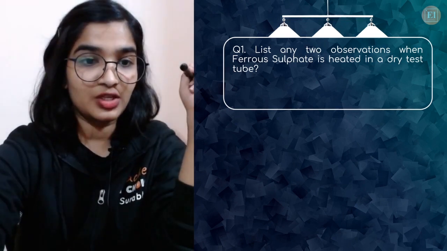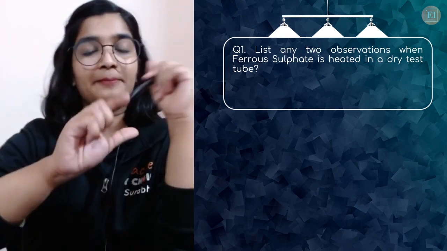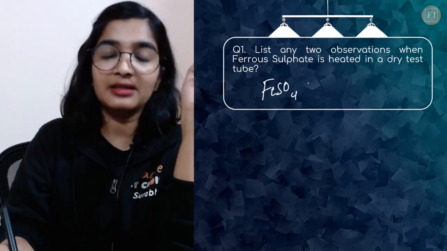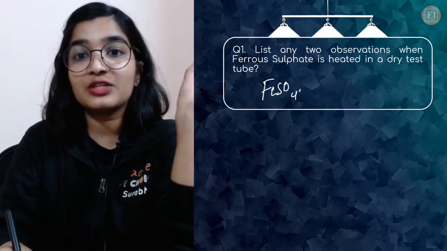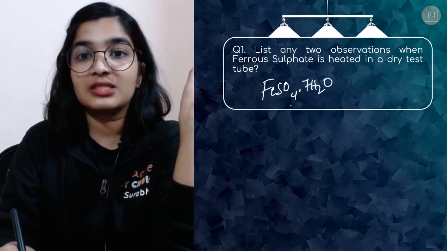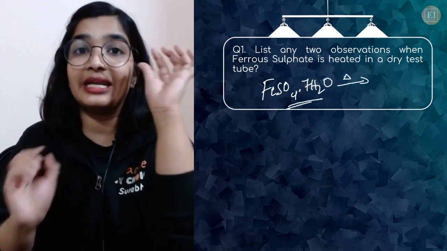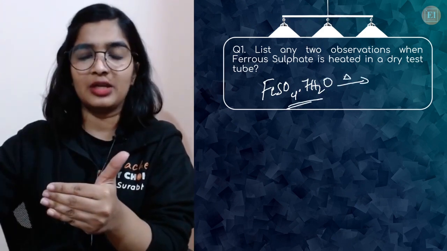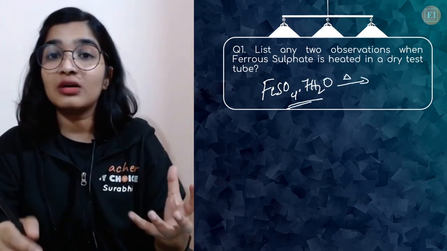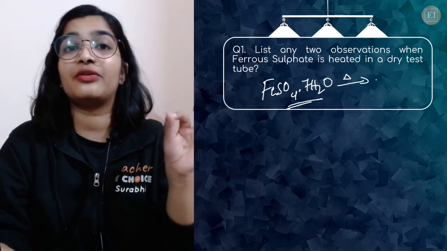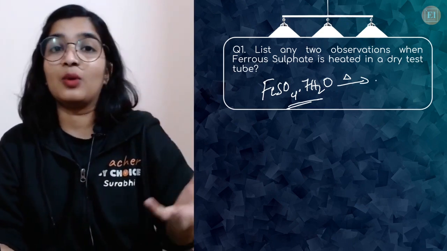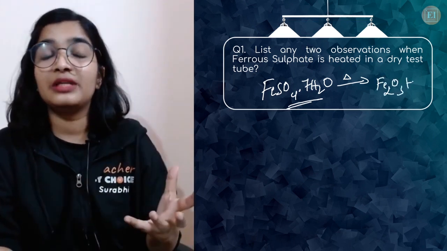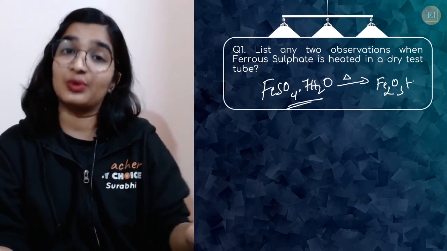Let me just change the color. So ferrous sulfate, what is it? It is FeSO4, right? You are heating it, so FeSO4.7H2O. This is the composition. When you are heating it in a dry test tube, we don't have water, nothing. So first the water of crystallization will be lost. When you heat it strongly, there will be a formation of ferric oxide, which is basically brown in color, Fe2O3. Along with that, there will be evolution of SO2 and SO3.